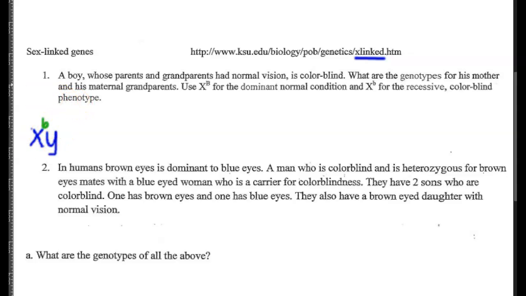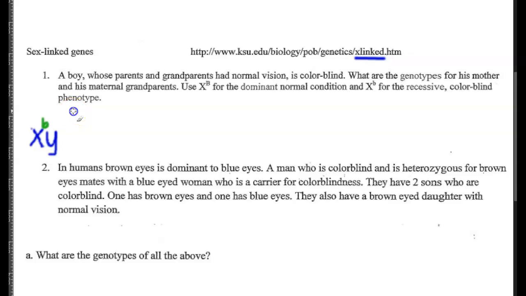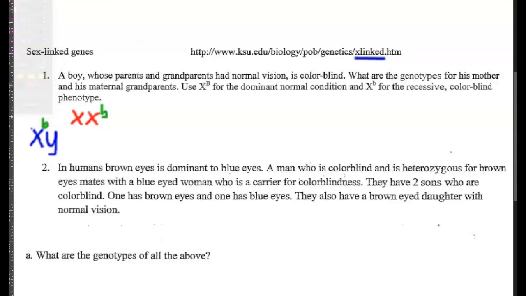So the mom, draw these in different colors. We know the mom gave him the little b. So we know she has a little b, but she has normal vision. So let's make that. So we know she has normal vision. Oop, didn't change over. So we know that this is her genotype.